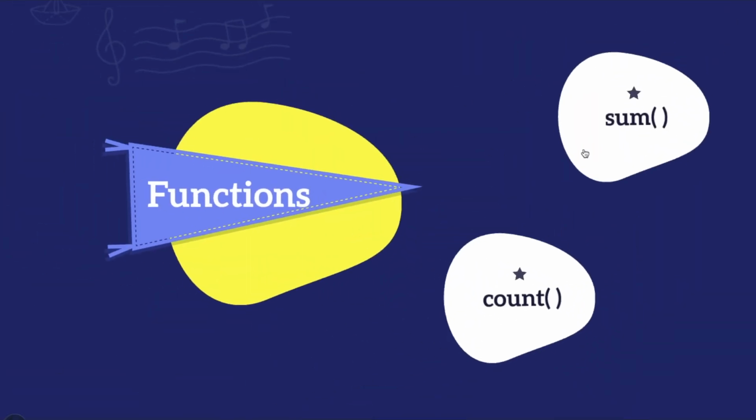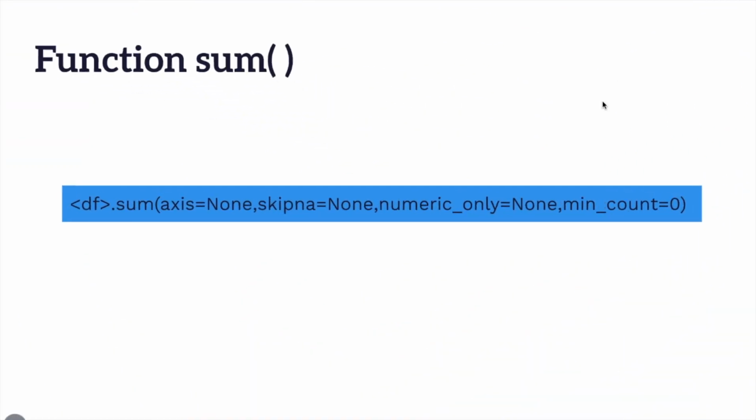The next function that we have is sum. Sum, as the name signifies, is used to calculate the sum of a particular column or of a particular data frame. So this is the basic syntax of the sum function: the data frame along with the dot notation followed by the sum method or the sum function.